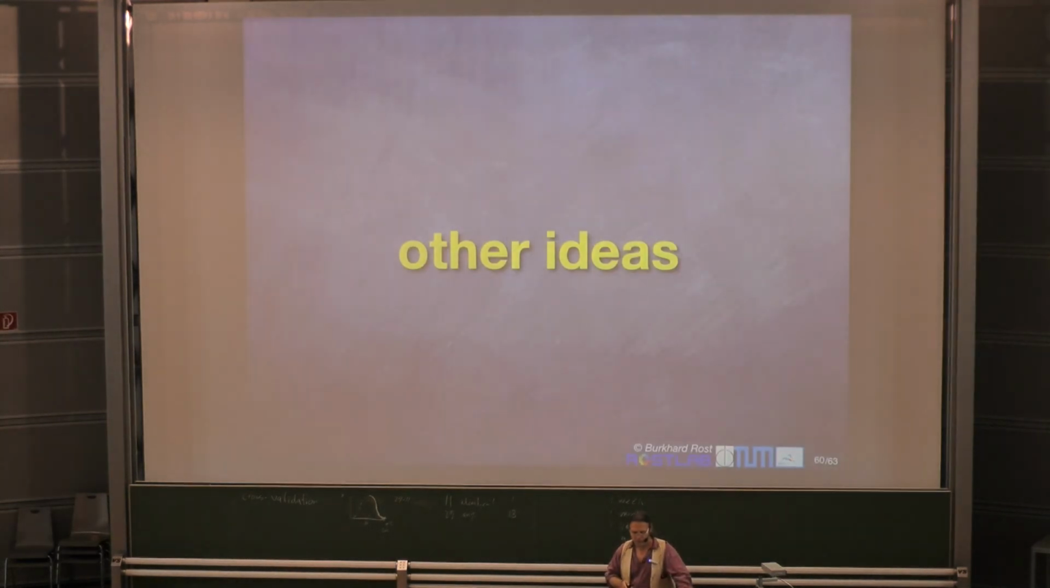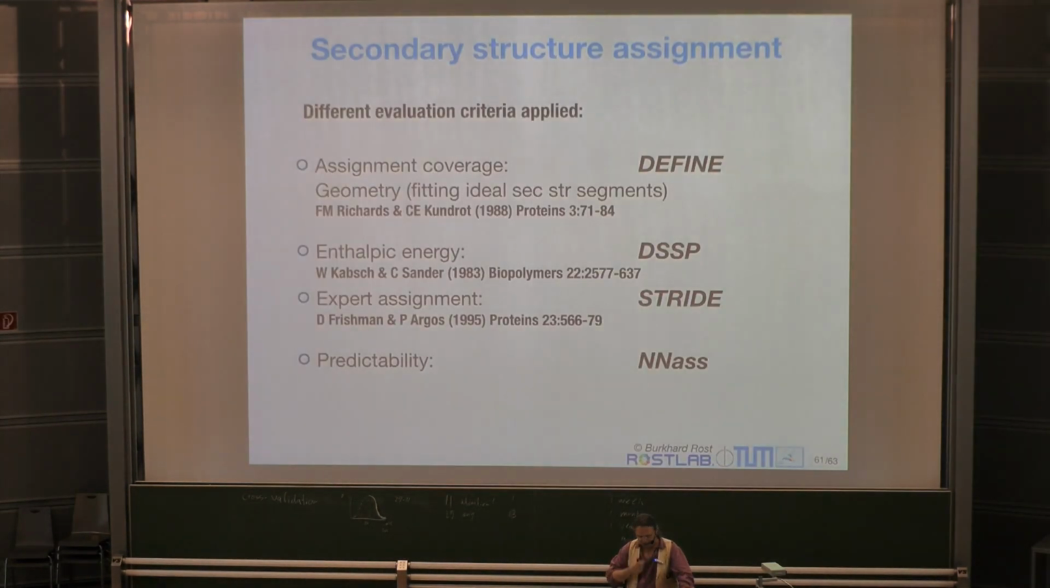There are other ideas. Here is an idea, STRIDE, that uses machine learning, that says, well, let's just look at experts that assign secondary structure and learn it from these 3D coordinates. STRIDE comes from Dmitrij Frishman, who's in Weihenstephan. It is not a pure machine learning device, but it fits into what experts learned. Predictability: here is the idea that I assign secondary structure according to what I can actually predict.